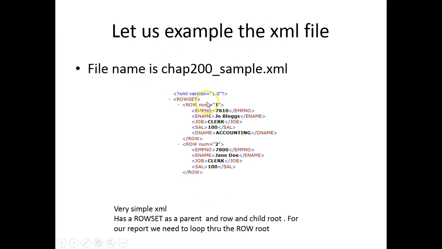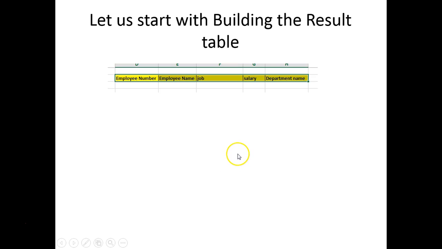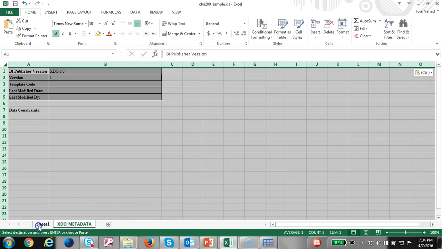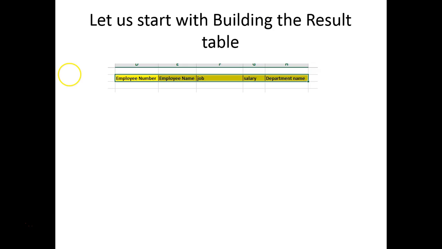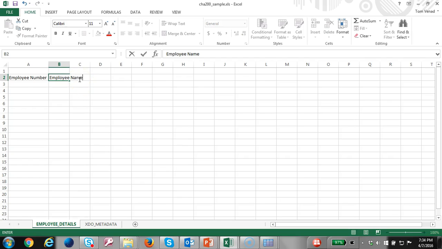Before we continue, let's look at the XML sample we're going to use. The sample we have is pretty straightforward. It has employee number. It's a simple row set. Very simple, one single parent root element. So let's go ahead and start building the table. I'm going to go to sheet one. Let's go into the employee details. Go ahead and create, we can start from here. Let's create employee number, employee name.